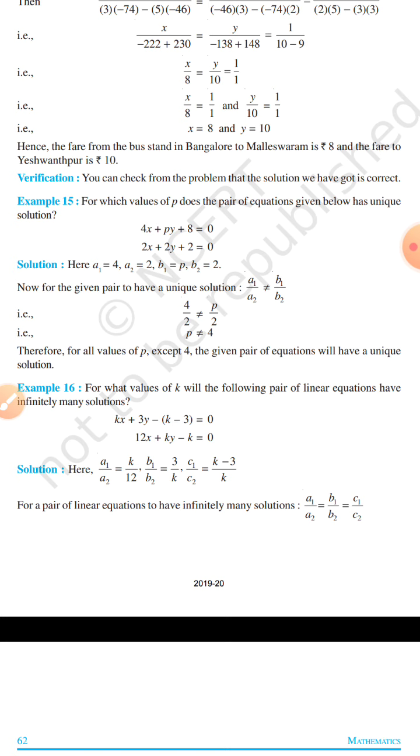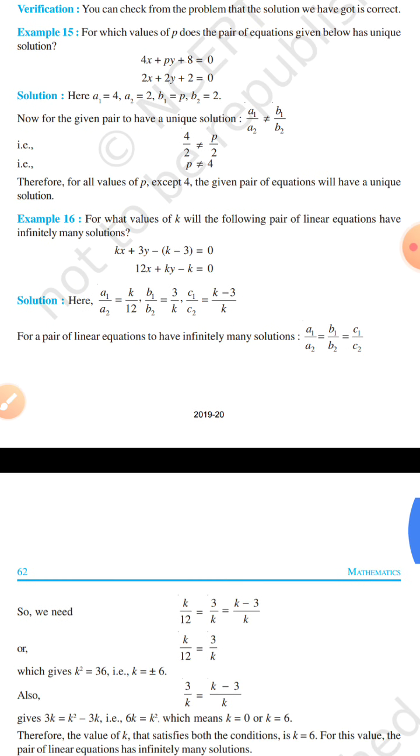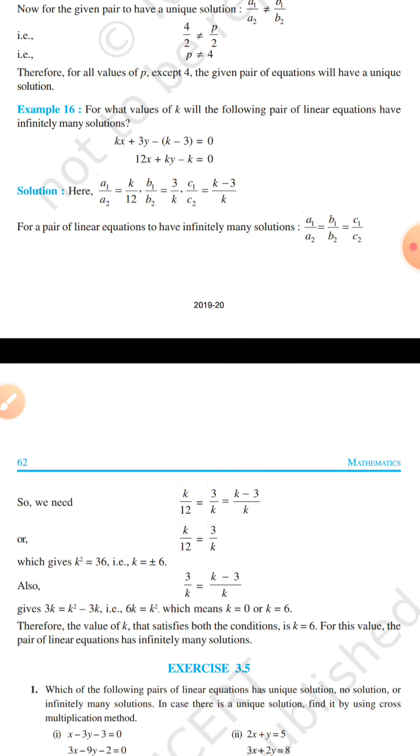Similarly, for what value of k will the following pair of linear equations have infinitely many solutions? The same thing again: equate the coefficients a1, b1, c1, a2, b2, c2 and find a1 upon a2, b1 upon b2 and c1 upon c2. For infinitely many solutions, a1 upon a2 is equal to b1 upon b2 is equal to c1 upon c2. So you see k upon 12 is equal to 3 by k is equal to k minus 3 by k.